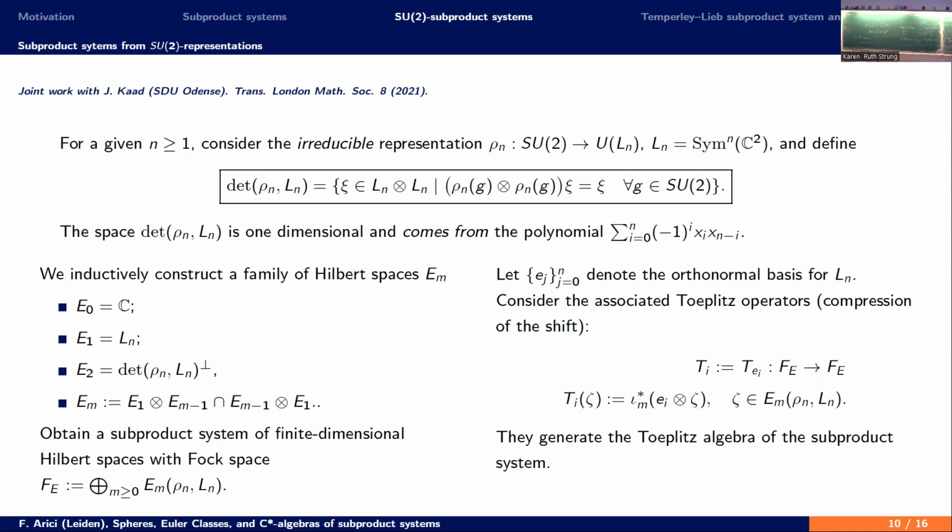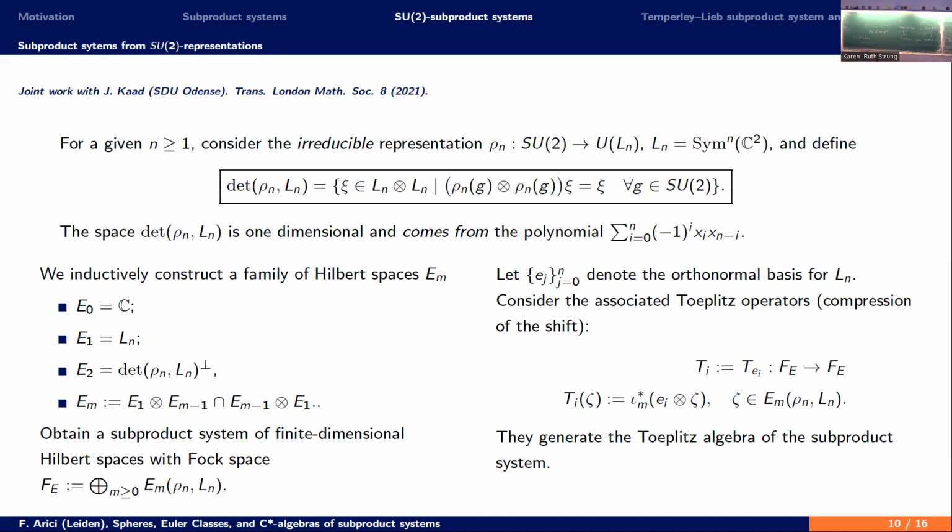They're all finite dimensional, so it makes sense to ask what the C*-algebra of the subproduct system that this family of Hilbert spaces defines is. And in particular we studied the Toeplitz algebra, which is just, I'm repeating what I showed you before, compressions of the shift. So we take an element in Em, and Em is now defined that way. We tensor with one of the vectors in the basis of our finite dimensional Hilbert space on which SU2 is represented, and then project down to the Em plus one component of our Hilbert space.